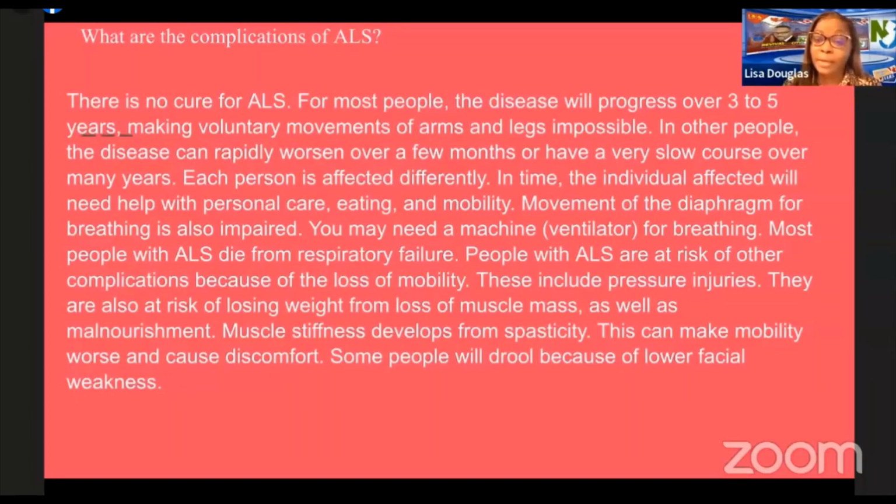People with ALS are at risk of other complications because of the loss of mobility. These include pressure injuries. They are also at risk for losing weight from loss of muscle mass, as well as malnourishment. Muscle stiffness develops from spasticity. This can make mobility worse and cause discomfort. Some people will drool because of lower facial weakness.